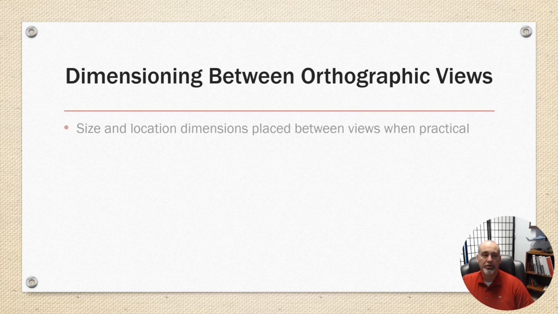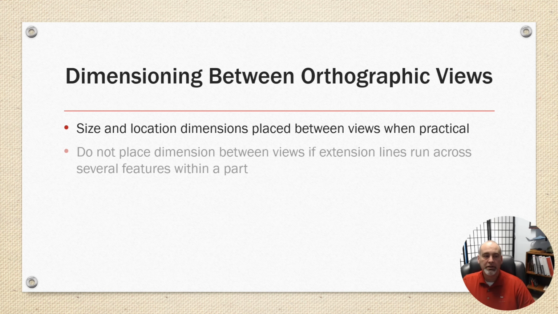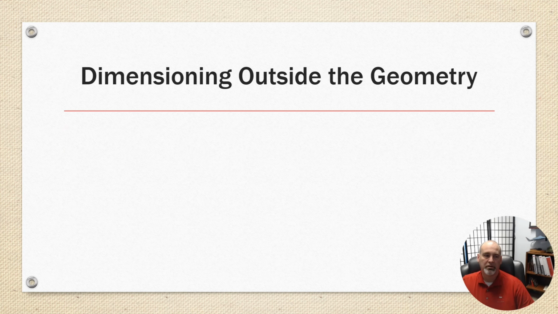Dimensioning between orthographic views. So this is where you have your dimensions in between two different views. Size and location dimensions placed between the views when practical. So rather than having them say all be on the top of each view, you want them in between the views if there's room. This is a style thing that's changed since I got into the industry. Do not place dimensions between views if the extension lines run across several features within a part. So that'd be an exception.